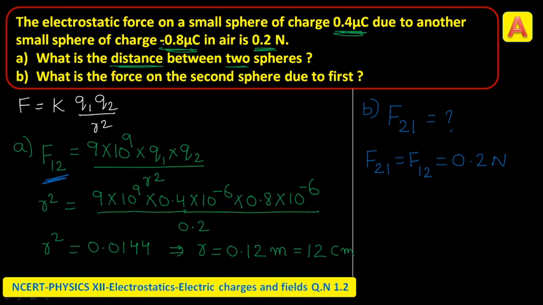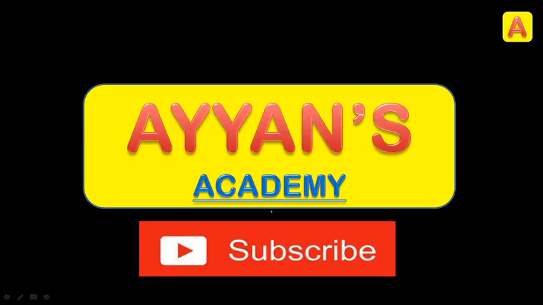Okay, and here this force is an attractive force. Why? Because here the first charge is a positive charge and the second one is a negative charge. If two charges are opposite, the force is attractive. Attractive force of how much? 0.2 newtons.